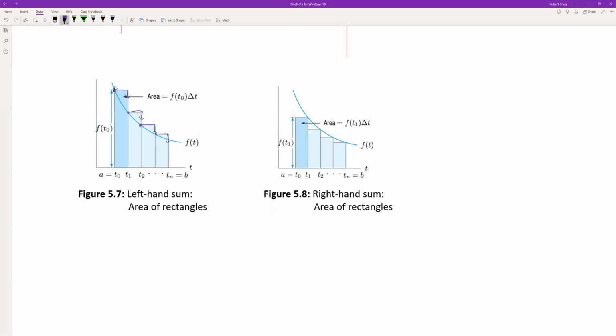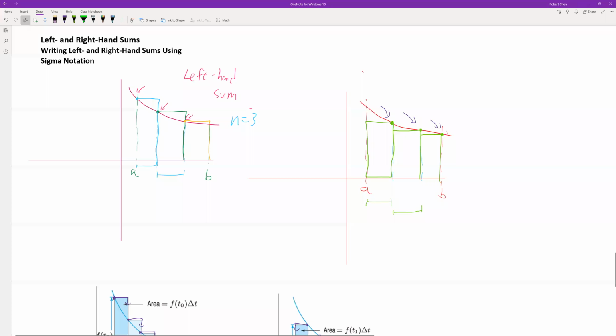Now for the right-hand sum, we're picking the value on the right to form a rectangle. So depending on how the curve goes, we're going to have an overestimate or an underestimate. There's a formula to add all these up. Actually, before that, let's try to derive everything from here.